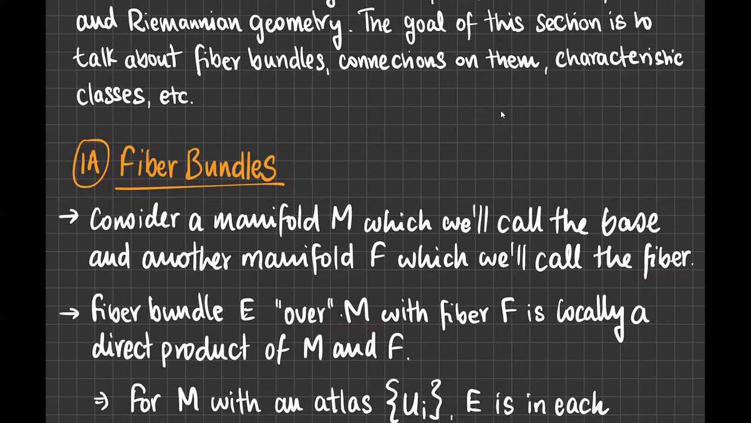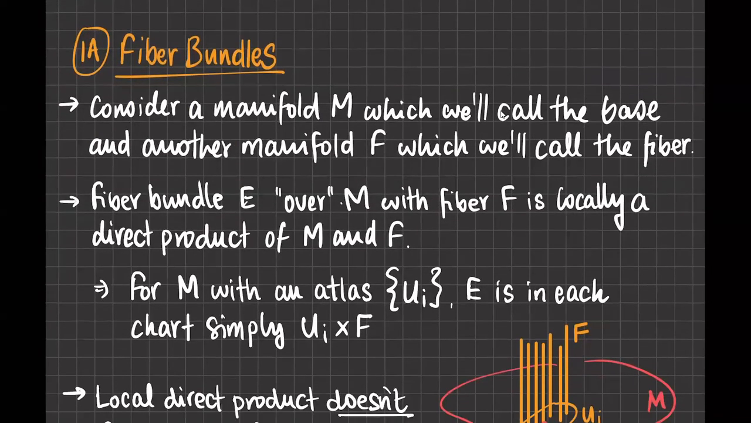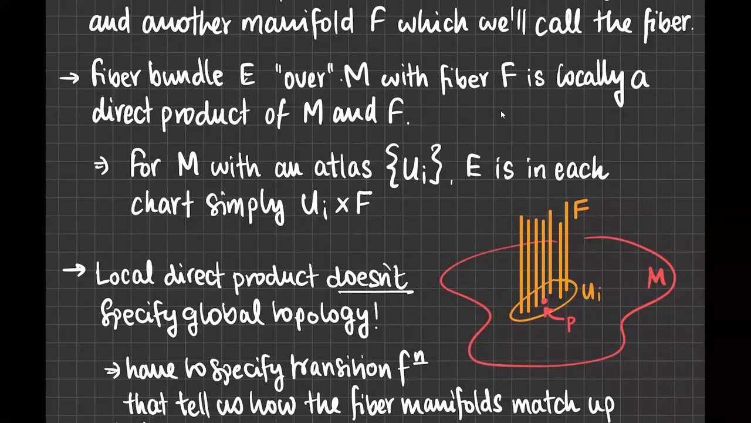Okay. So we typically say that we have a fiber bundle E over M. That's why we call M the base, and it has a fiber F, and locally it is a direct product of M and F. That means if I look at the manifold, and then in a small neighborhood, over here, this is going to look like U_i times F, where U_i is some local coordinate chart on M. So for a manifold M with some atlas U, a collection of charts like U_i, E is in each chart simply U_i times F. Okay, so this is the manifold M. We have some chart, and I'm denoting the fibers by these vertical lines over here. Locally, the idea is that it is U_i times F.